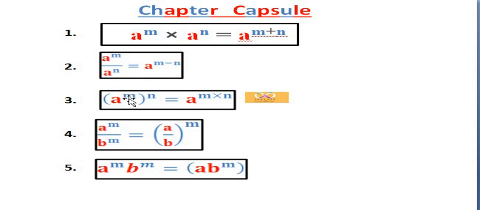Now if a power is raised to another power, the base will remain the same and the powers will multiply by each other. Next we have the division. When the base is different and the power is the same, you just have to write the base, that is a upon b in this case, raised to the common power that I have, that is m. And the final one is a raised to m into b raised to m. The base is different whereas the power is the same for both numbers, so I will multiply the base and raise it to the common power.